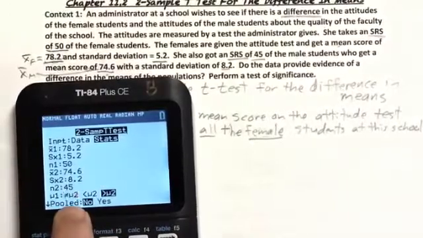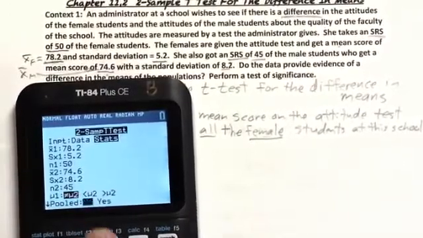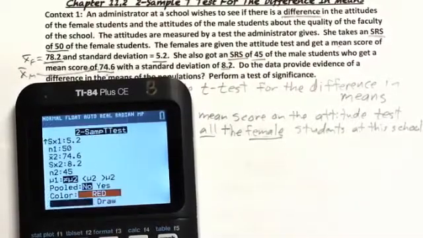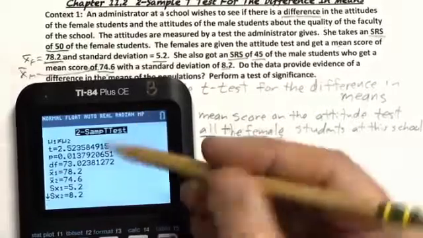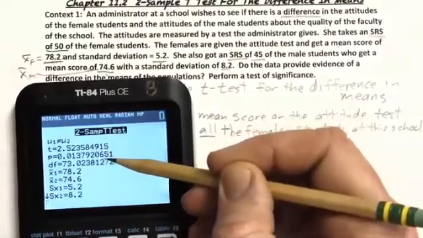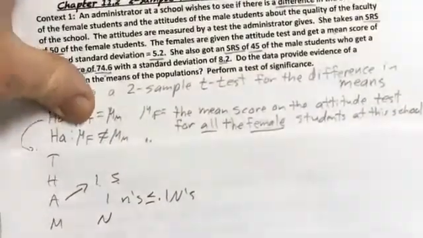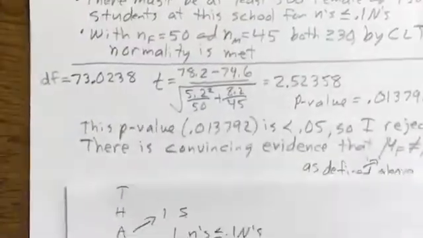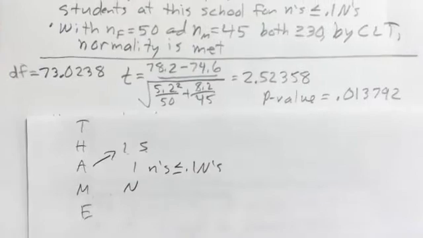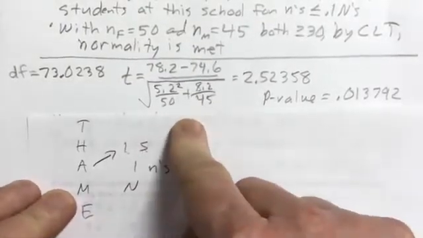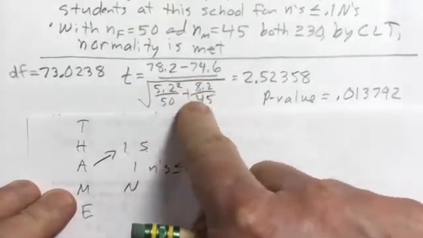Our alternative is not equal to. We always say no to pooled whenever our calculator asks us whether or not we want to pool. And so we go calculate. And so there it is. There's our t-test statistic. There's our p-value. There's our degrees of freedom. And those are the numbers that you have to write down, which I have written down right there. Okay. So you don't have to show your work on this. I'm going to talk about this in a second. You have to be able to recognize this formula.